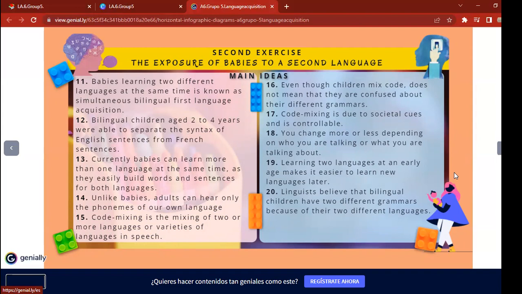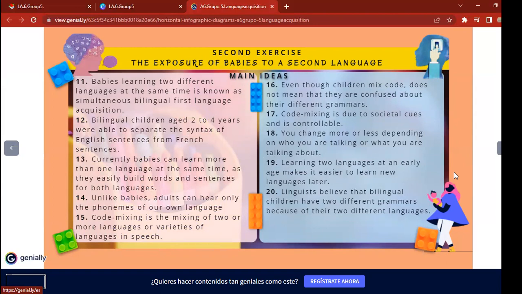Number 16. Even though children mix codes, it does not mean that they are confused about their different grammars. Number 17. Code mixing is due to societal cues and is controllable. Number 18. You change more or less depending on who you are talking to or what you are talking about. Number 19. Learning two languages at an early age makes it easier to learn a new language later.